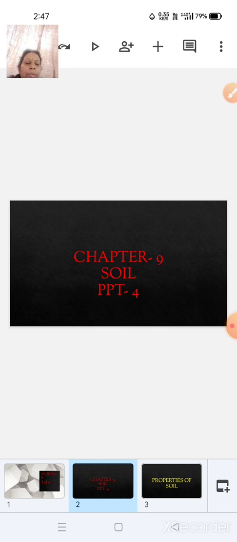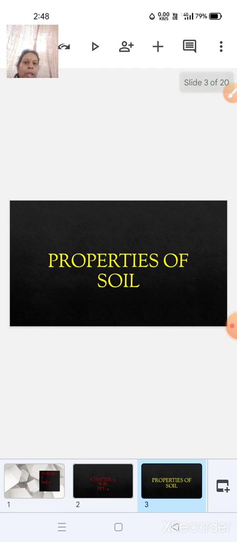As you know, we were in chapter number 9, Soil. Children, we have already studied about the different types of soil. We talked about the soil profile, and so now we will be studying about the properties of soil.